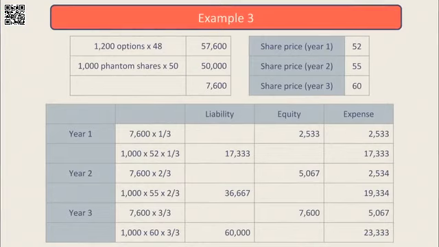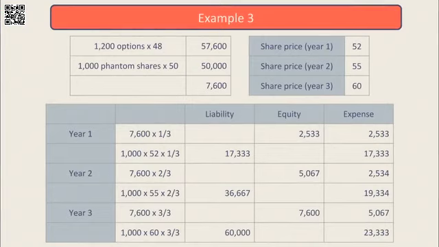For the liability element of the scheme, we will base the figures on the 1,000 phantom shares, but update the fair value of the liability on an annual basis. Whilst the share price at the grant date was 50, it changes to 52 at the end of year 1, 55 at the end of year 2, and 60 at the end of year 3. The liabilities of 17,333, 36,667, and 60,000 reflect these updated fair values. Ultimately, then, we have created a liability of 60,000 and an equity reserve of 7,600.